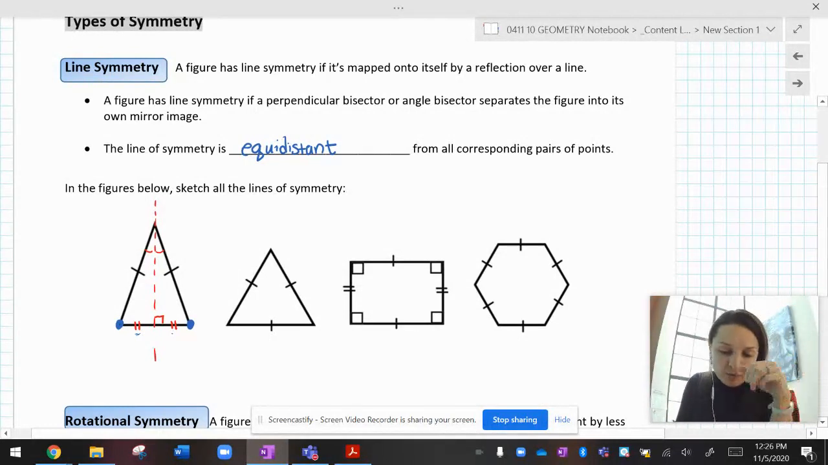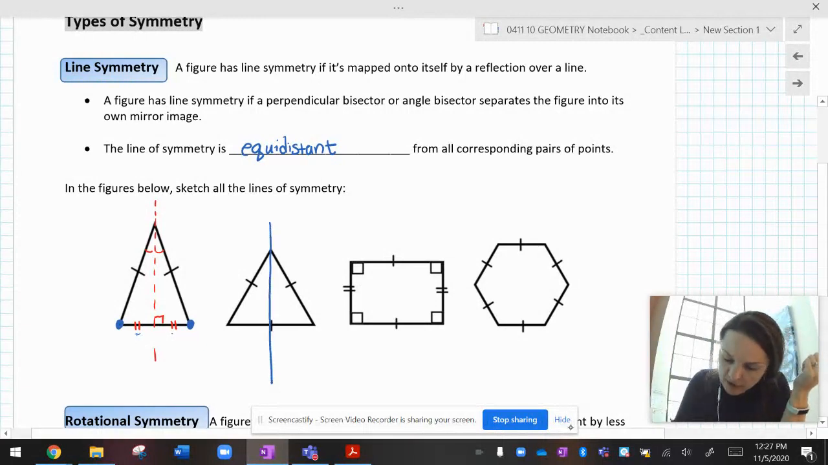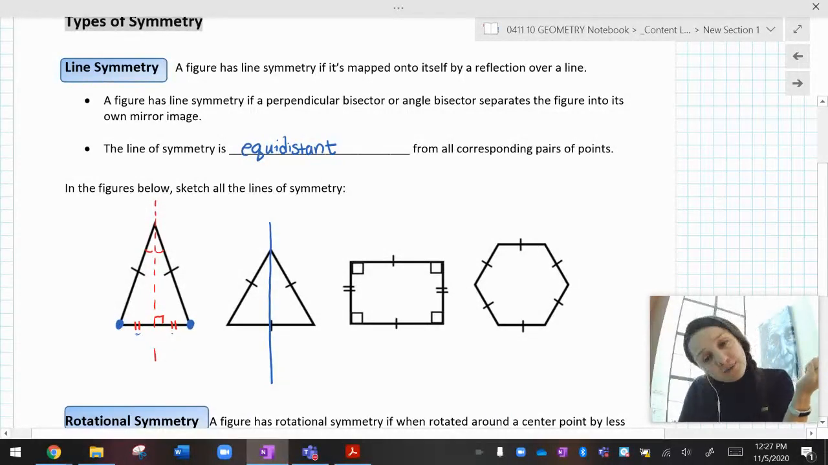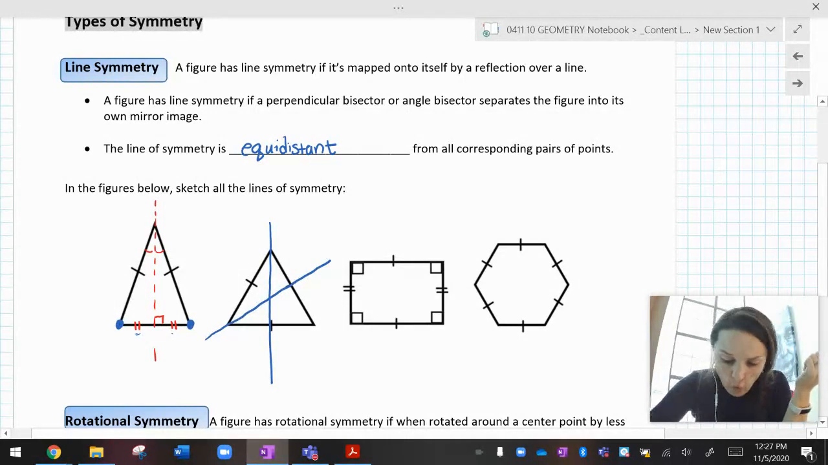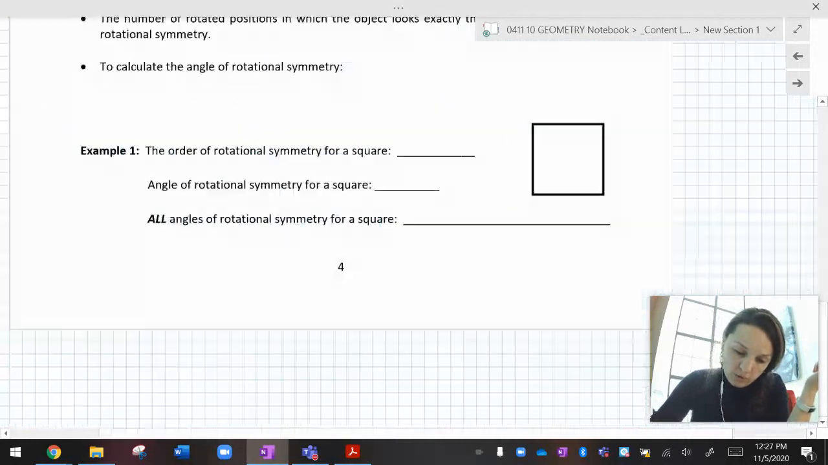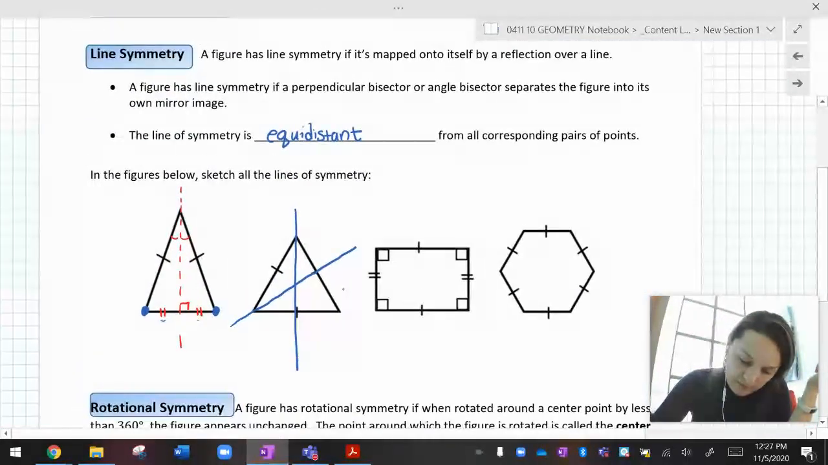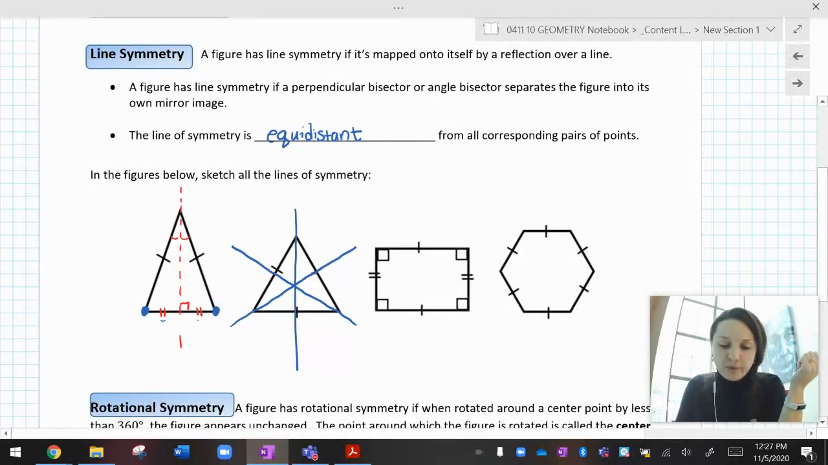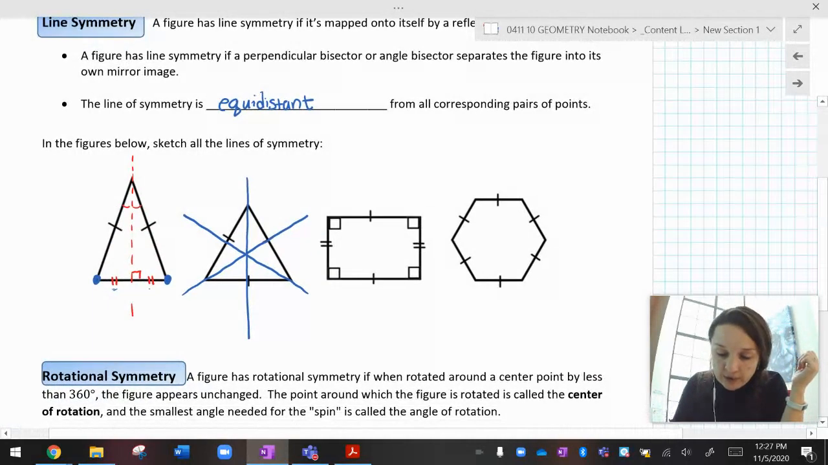All right, it says in the figures below, sketch all the lines of symmetry. Well, in the first one, there's only one. In the second one, there's this line. That looks pretty good. But in fact, if I tilt my head, couldn't I also fold it this way? Or if I tilted my head again, whoa. If I tilted my head again, it's also this one. There are 3 lines of symmetry in the next one.